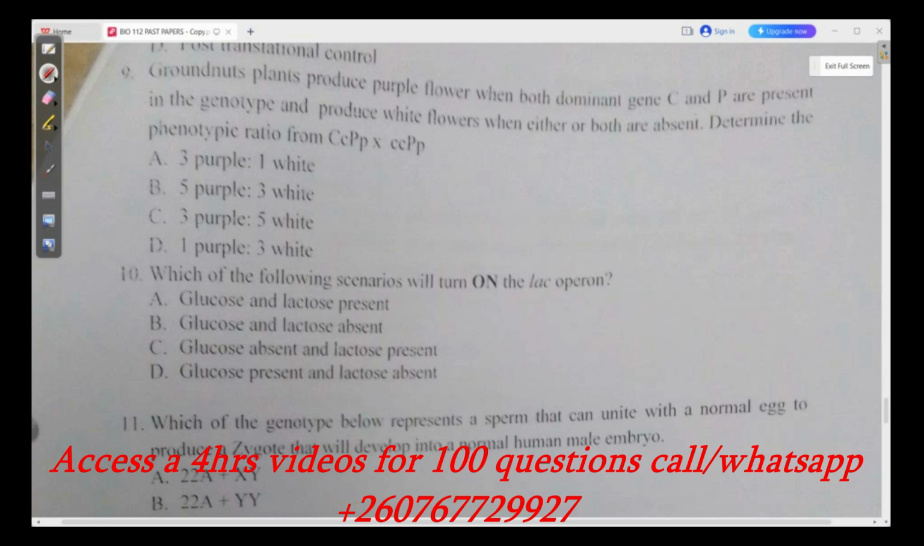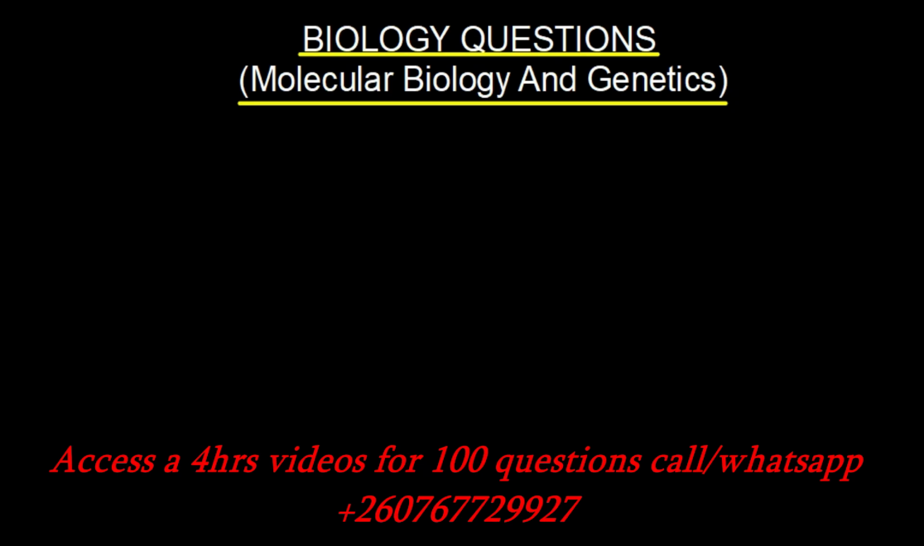So the key here is that both dominant C and dominant P have to be present for that particular plant to have what? Purple flowers. Then if either of these is absent, that particular plant is going to have what? White flowers. So let's do a cross so that we see what we're going to get from there. Of course this is going to lead us into a Punnett square. So let's do this, though it will take some time.